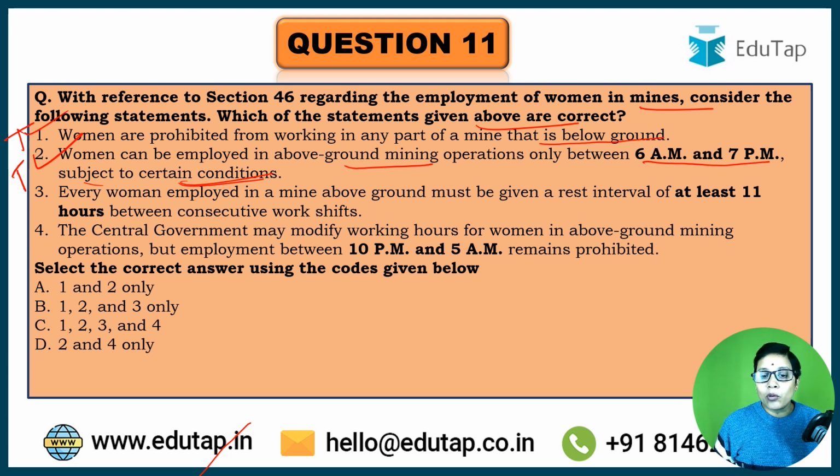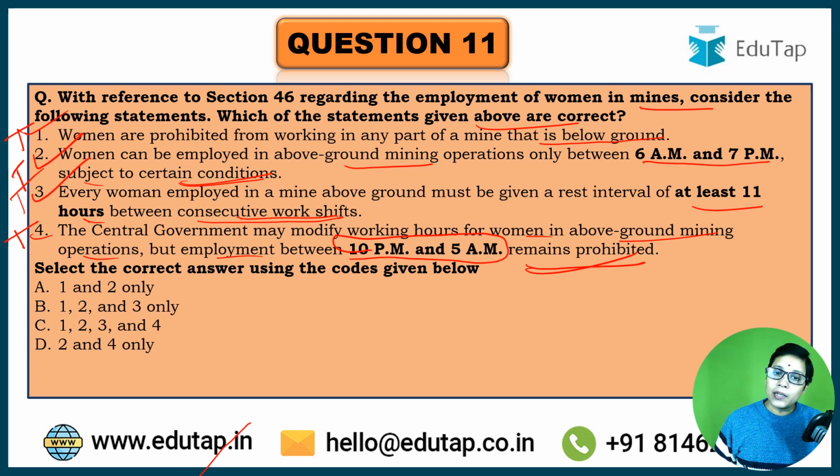Every woman employed in a mine above ground must be given a rest interval of at least 11 hours between consecutive work shifts. So obviously, if she works the day time, then the night is a complete halt, then morning again. So yes, this is also true. The central government may modify working hours for women in above ground mining operations, but employment between 10 pm and 5 am remains prohibited at any cost. Yes, this is also very much true. This is as per Section 46, where women can be employed only above ground. So C is the correct answer because all of these statements are true. 1, 2, 3, 4 are all true.